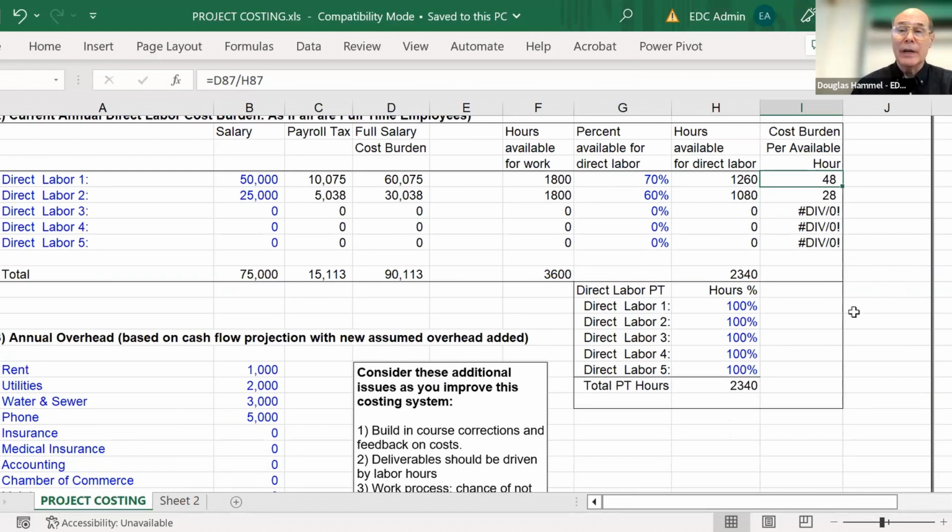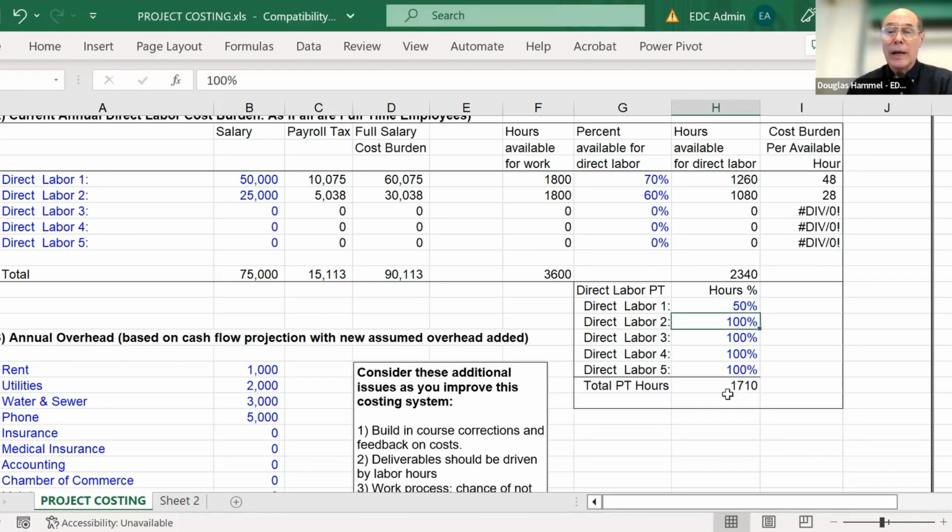Now you can see down here, I've got another module that says, well, yeah, but what if they're part-time employees? Well, you could put a 0.5 in there and you can see that now the actual direct labor hours are not 2340, they're 1710. And sometimes we'll have a mix where the main labor up here is full-time. The other people, if they were full-time, they would be making 25,000, but they are all part-time employees. So you can actively get the right number of hours here to apply to the full cost burden.